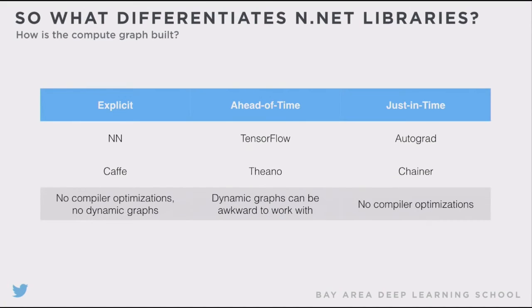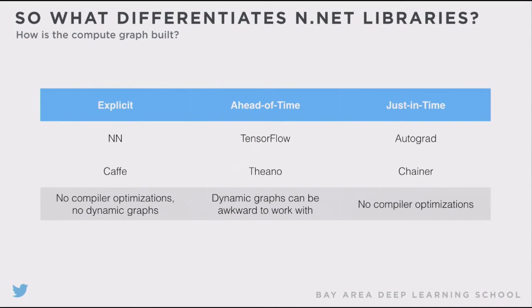There's a lot of libraries that build these graphs explicitly, where you say, I'm going to click this Lego block into this Lego block, or I'm going to give you this YAML specification file. The graph is totally static, and you really have no opportunity for compiler optimizations there.